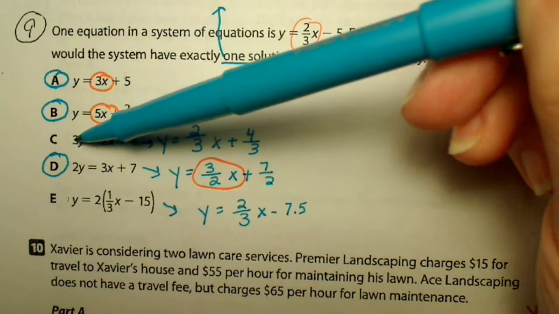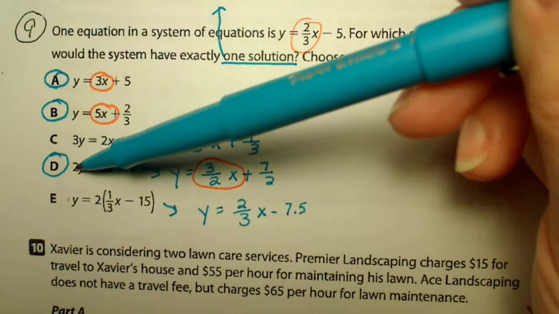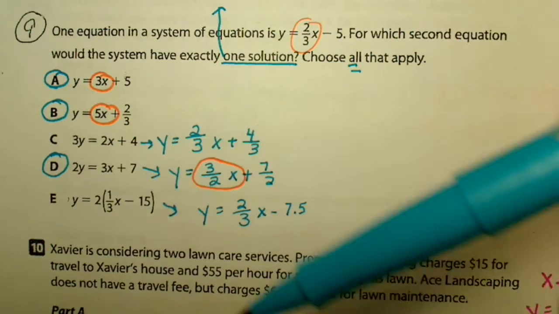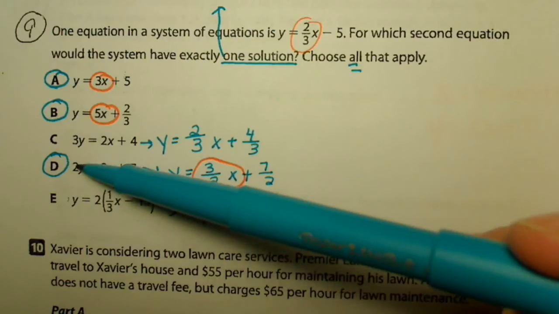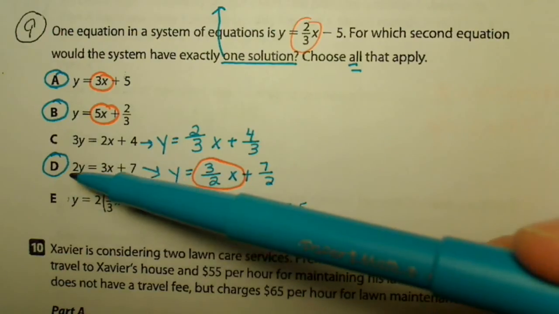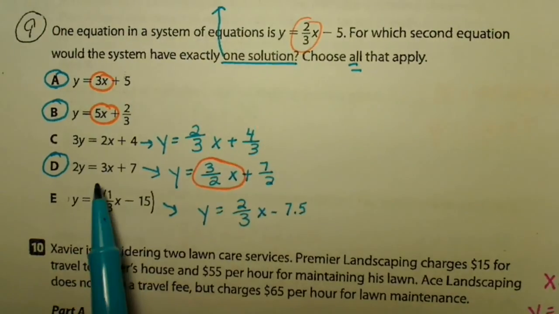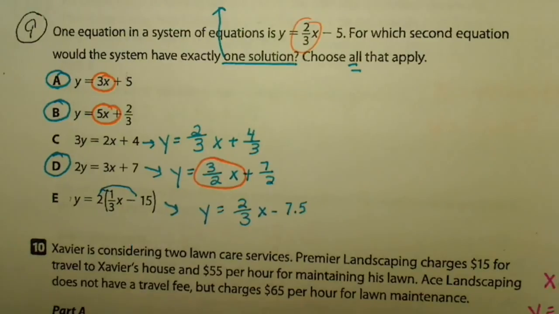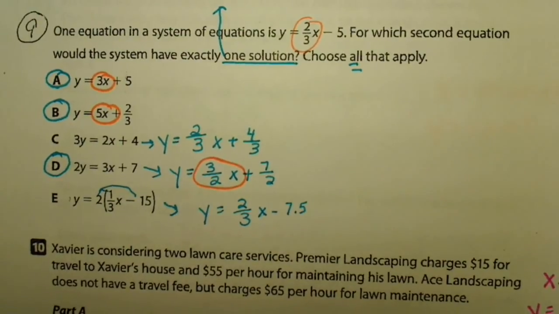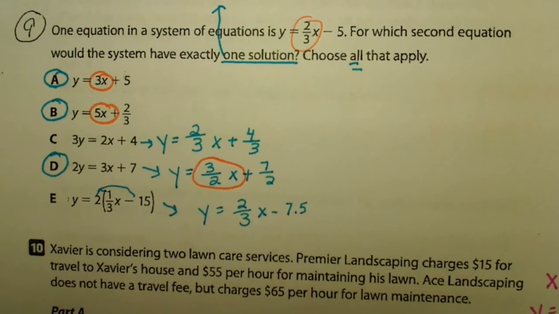Here, when you divide everything by 3, then you do get the same slope. Here, you divide everything by 2, because you want to isolate that y, and this is 2 times y, so the inverse would be to divide everything by 2. So here you don't get the same thing. This one, you would do the distributive property, and you would end up getting the same slope. So your answer here is A, B, and D.